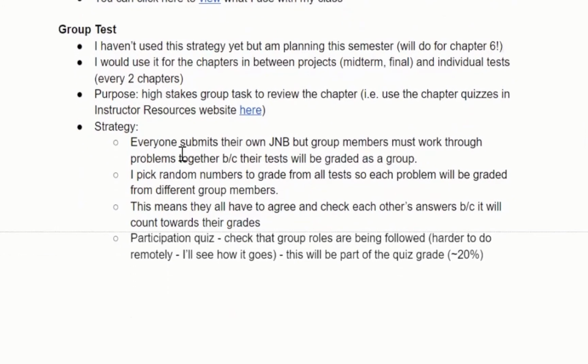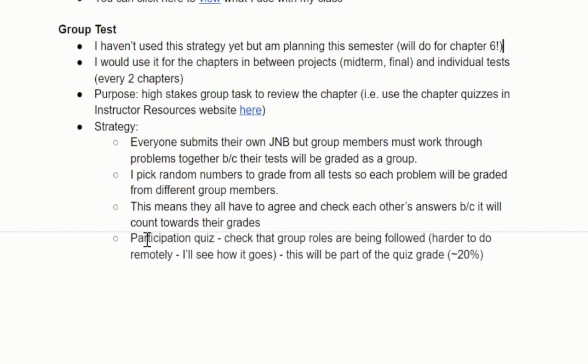And I tell them that everyone has to type in their own notebook. It's kind of equivalent to every student writing on their own test paper, but they all have to agree on the answer because I will randomly select a number to grade from any of them. So in the end, each person's test will be graded, but for different numbers, but it will all count towards the same grade for everybody. So if someone got it wrong, then everyone's going to get it wrong.